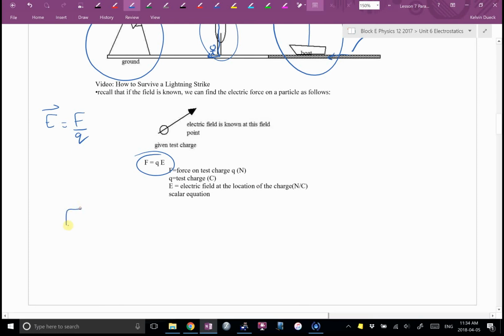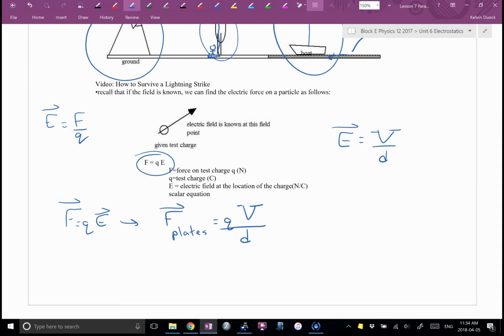Because if I go F equals QE, and if between plates I've said that the electric field is the voltage divided by the distance, this equation is on your formula sheet. It seems to me that I can combine these two. I can say the force on a charge between plates is going to be the size of the charge times the voltage between the plates divided by how far apart the plates are. I would put that on your blue sheet. It's not on your yellow sheet. It's a combination of two equations, which I think is reasonable to expect.